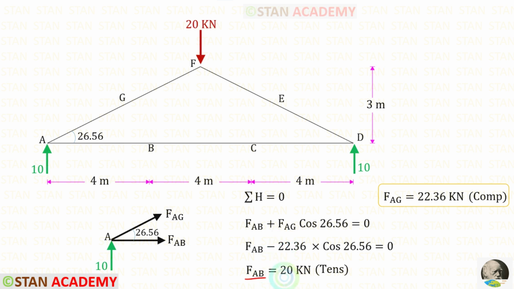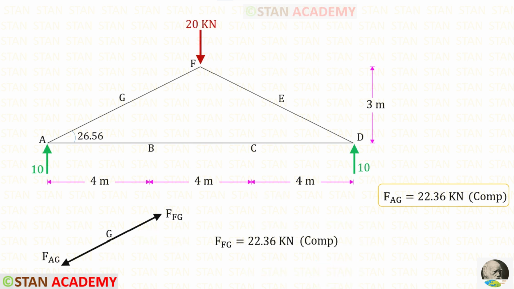For FAB, we will get a positive value, that means it is tensile. Now let us take the joint G. In the joint G, there are two collinear forces, FAG and FFG. Since both of them are acting in the opposite direction, both of them should be same. So for FFG, we just have to copy the value of FAG with the nature, which is compression.